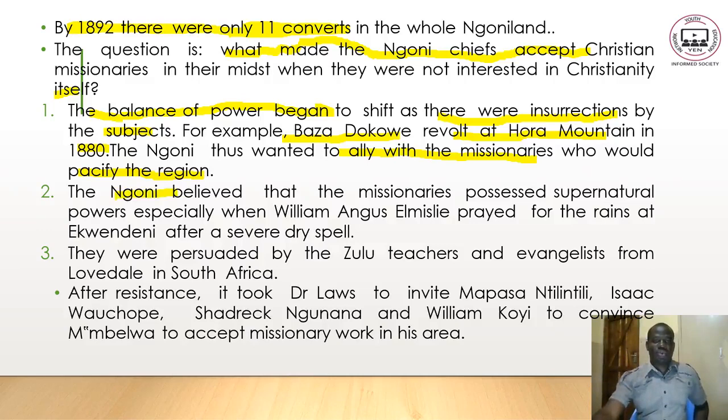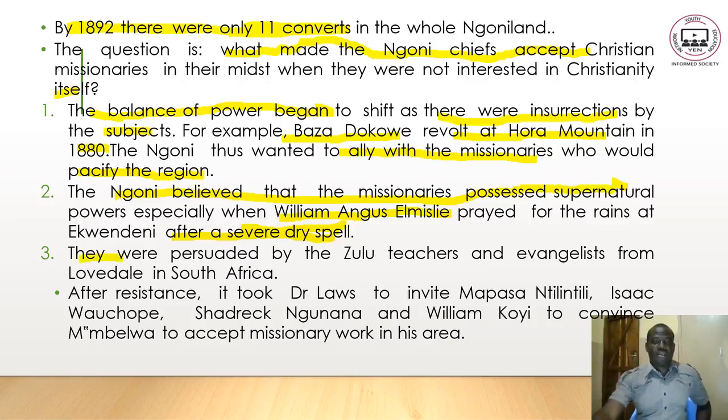And number two, the Ngoni believed that the missionaries possessed supernatural powers, especially when William Angus Emsley prayed for the rains at Ikwendeni after a severe dry spell. So there it happened that there was a severe dry spell, and there was a time when William Angus Emsley prayed for the rains, and there was a miracle there. So they believed that the missionaries possess a certain power that could assist them.